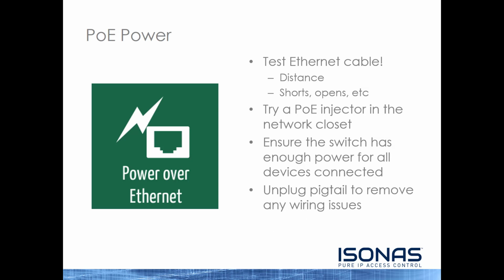Unplug the pigtail to remove any wiring issues. So if it's not booting up or it boots up for a split second and then shuts down or something weird like that, go ahead and just unplug the pigtail. Once you unplug the pigtail, any wiring issues you have will immediately be removed. And finally, plug the device in at the PoE source. You tested everything, can't figure out what's going on, unplug it from the wall, plug it right back in at the switch with a 1 or 3 foot cable, and test it there.